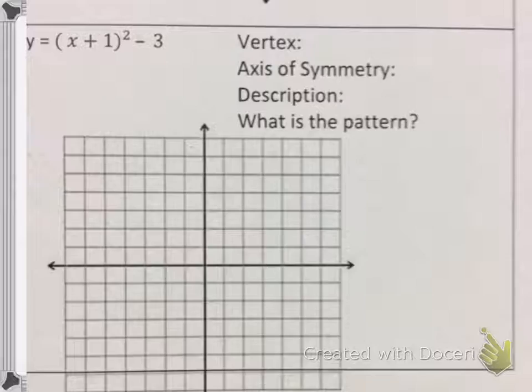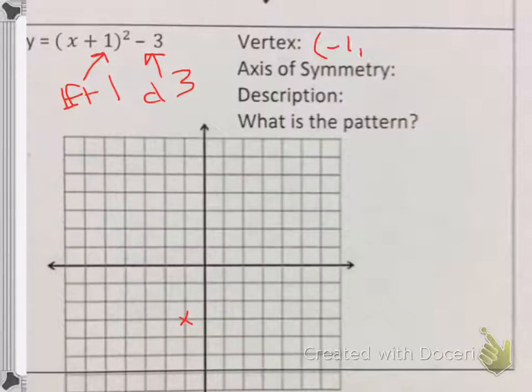All right, we're going to do a little bit more even on this next one. So let's just take a look at it for a minute and see what's going on here. We have a +1, which means left 1. We have a -3, which means down 3. So left 1 and down 3 is our starting point. That's our vertex point of our parabola. So that will be -1, -3. That automatically tells me my axis of symmetry is at x equals -1.